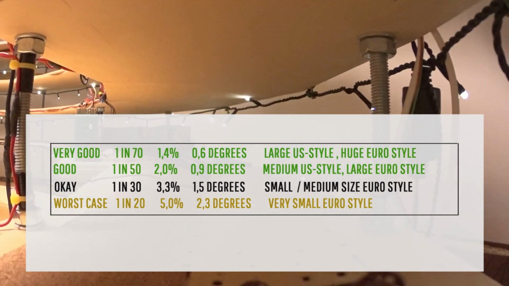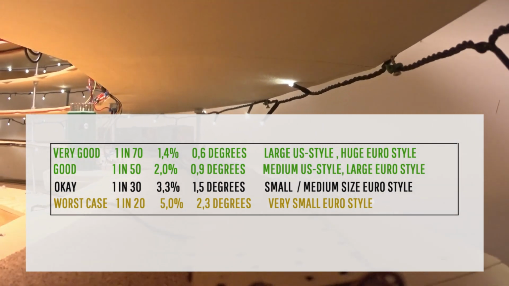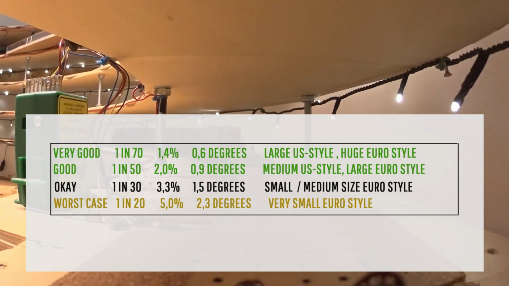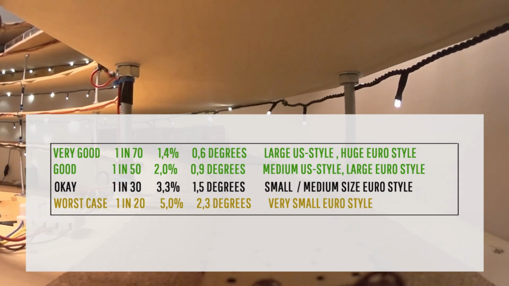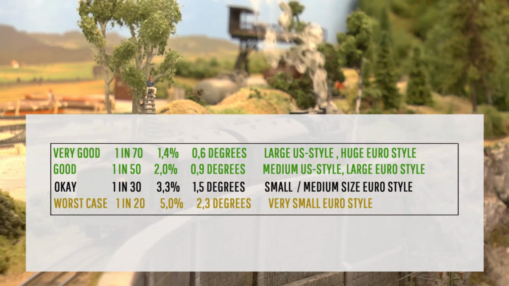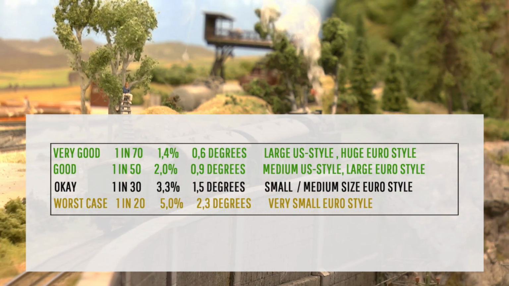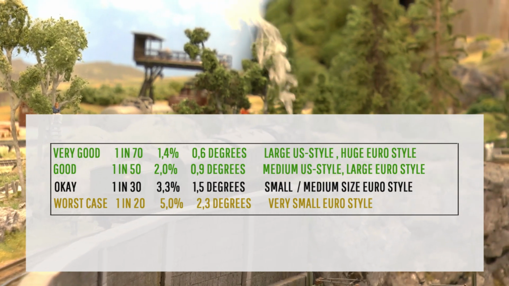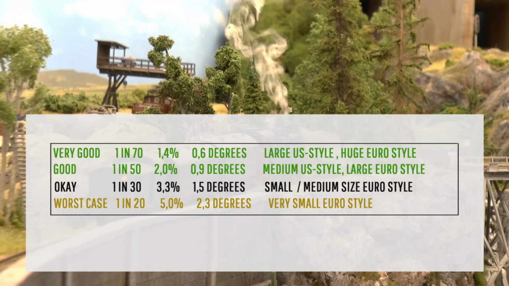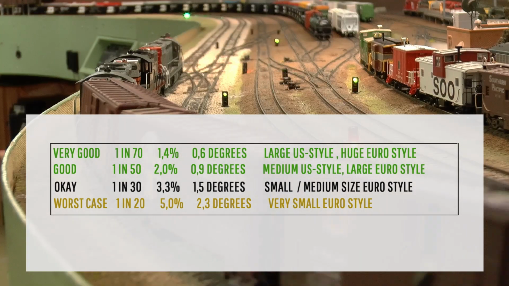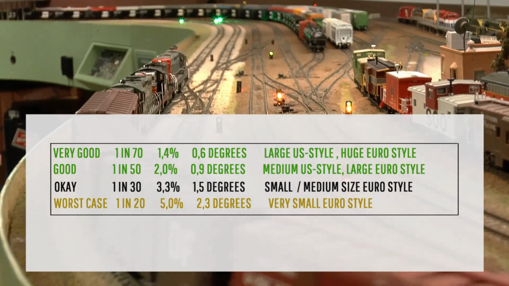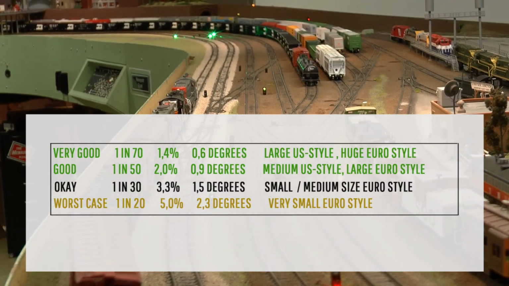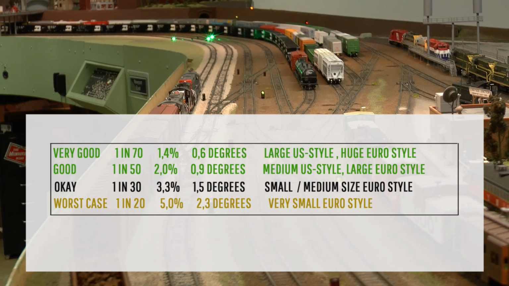And I will come to the bits and pieces and how I've been thinking in a minute, but let's continue here. And then we have this good design, which is 1 in 50, that equals a 2% incline, and that equals 0.9 degrees angle. Well, a small US themed layout in a living room or somewhere, a good fit for that, or on a very large Euro style layout.